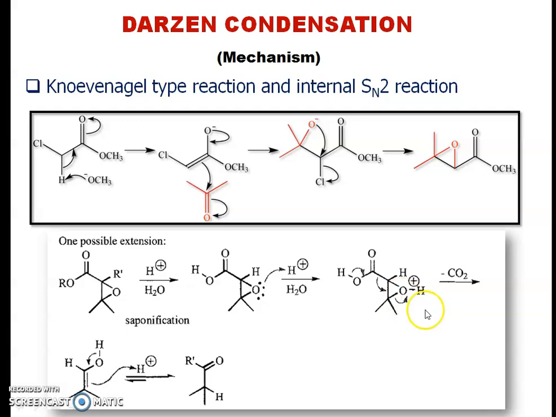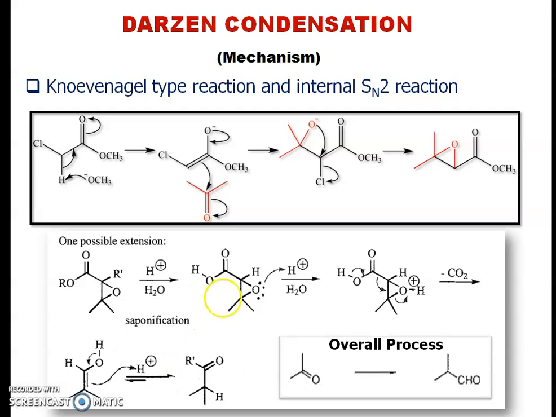Then this bond breaks, so you have an electron here. This can form a double bond by breaking this C-O bond. So you get a double bond here with this OH, and this is an enol form. This enol can undergo keto-enol tautomerism, and a more stable keto form will be formed.